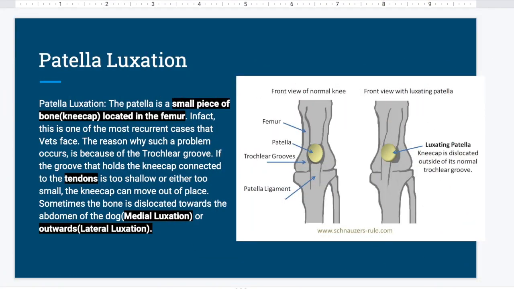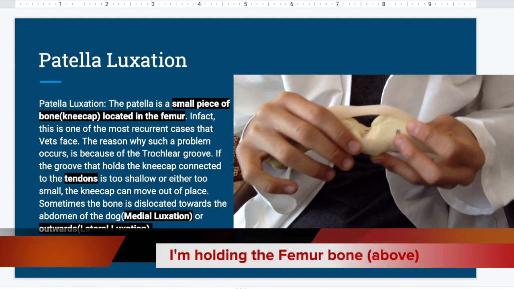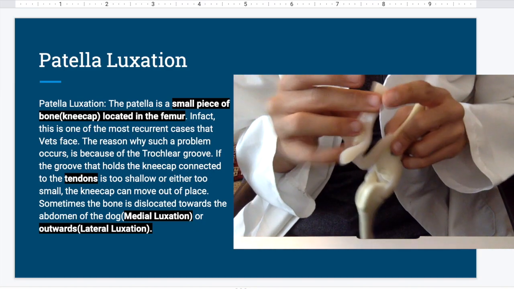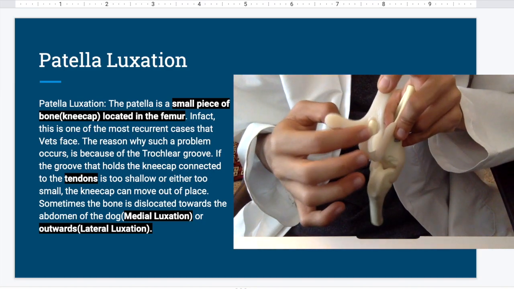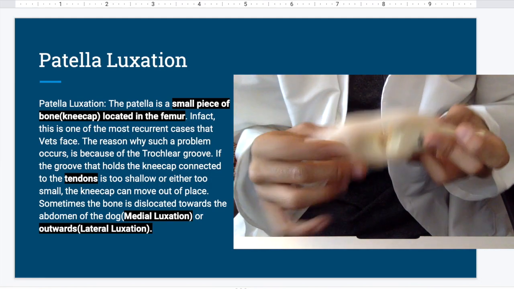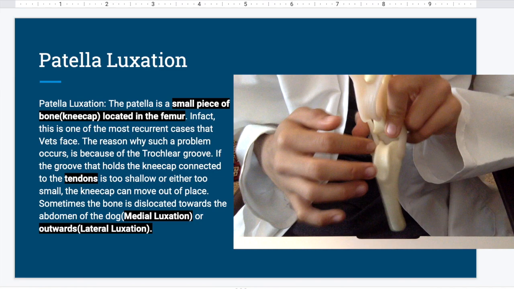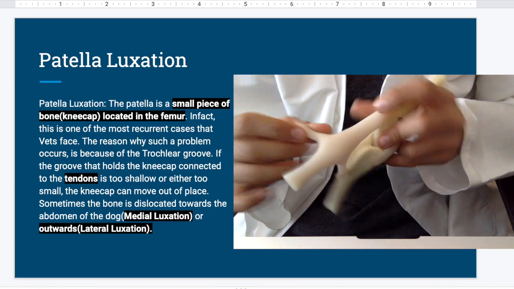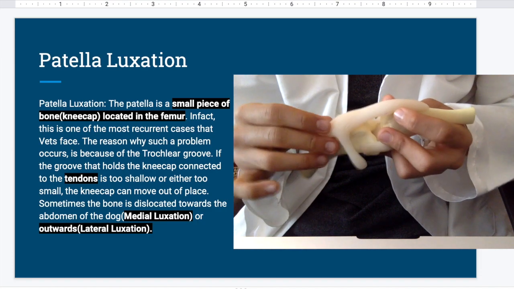The second category is the cases and the problems that veterinarians have to face. And the example that I'll be giving is patellar luxation. I have the representation of the dog's femur bone. This here is the kneecap, and the patella, the small bone, is located here. Usually the kneecap is connected by the tendon, held like this. But if the trochlear groove over here is too small, too shallow, and cannot support the kneecap in any way, we have that as dislocation, as they can move outwards or inwards.